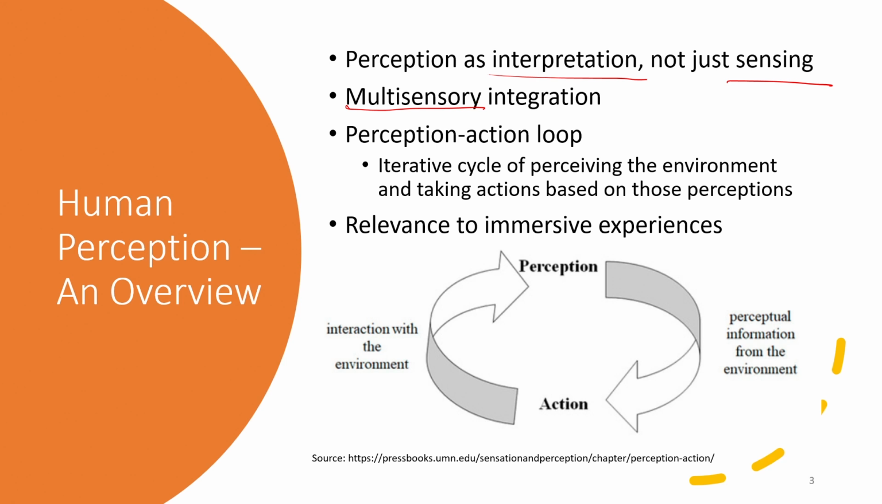The way humans perceive is what can be thought of as a perception action loop. In this perception action loop, there is an iterative cycle of perceiving the environment and taking actions based on those perceptions. Here you can see a diagram that explains this. So, we gather perceptual information from the environment and then take some actions which involve interaction with the environment.